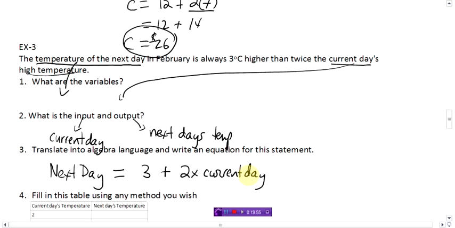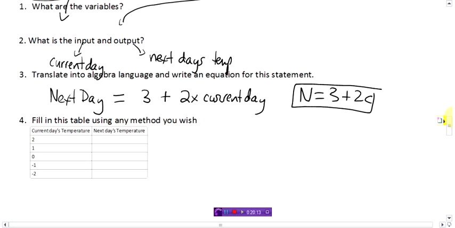Okay, it's a lot of words. Let's pick one letter to represent next day. Let's pick N. N equals 3 plus 2 times C for current day. There's our formula. Alright, I made a little mistake here. That's supposed to be -2. That's a -1. That's a +1.